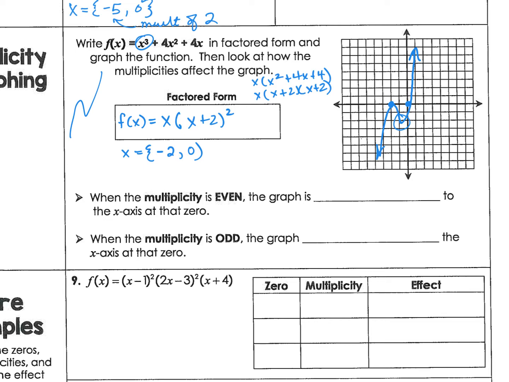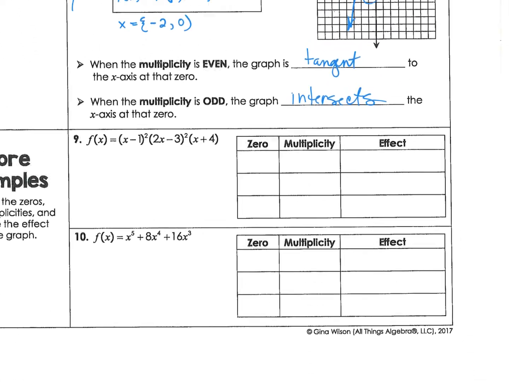So when the multiplicity is even, the graph is tangent. We call it tangent. You remember what tangent means in geometry? It means you could draw a line and it would touch at 90 degrees to whatever that point is, doesn't it? Think about it. I want you to think about why this would be considered tangent. If we took the x-axis, it is pretty much 90 degrees to that at that point, isn't it? Okay. So when the multiplicity is odd, however, the graph intersects the x-axis at that 0. So now we've got this great information here.